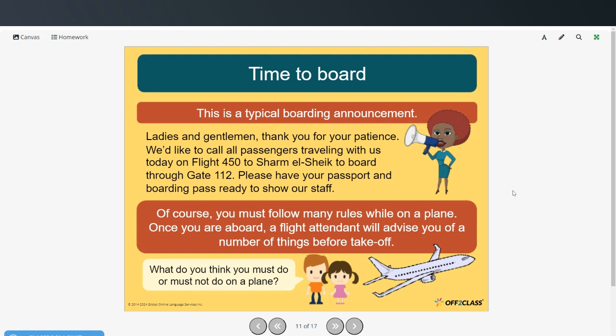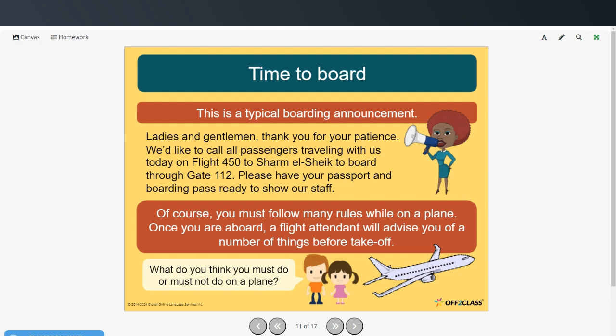All right, so this is a typical boarding announcement. Again, you can pause the video and read on your own, or you can follow along as I read. Ladies and gentlemen, thank you for your patience. We'd like to call all passengers traveling with us today on Flight 450 to Sharm el-Sheikh to board through Gate 112. Please have your passport and boarding pass ready to show our staff.